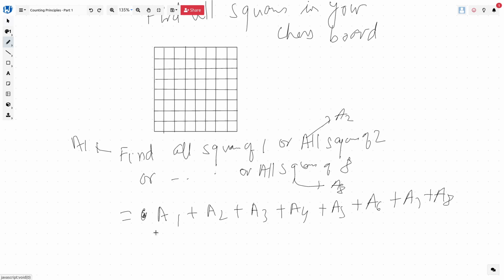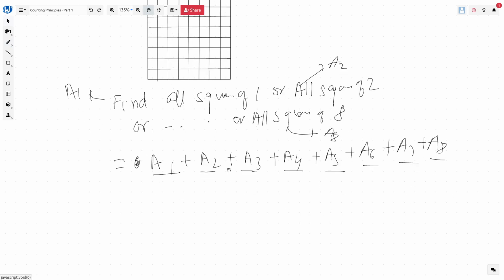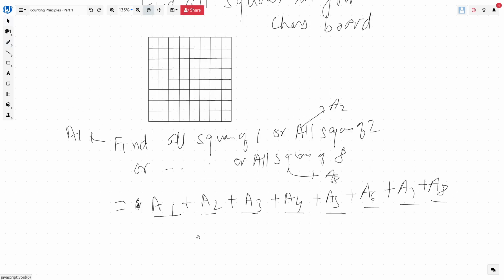Here these are all squares of side 1, all squares of side 2, all squares of side 3, all squares of side 4, all squares of side 5, all squares of side 6, all squares of side 7, and all squares of side 8. While telling you the addition principle, I forgot to mention one thing: the addition principle always applies when these are disjoint sets. So if all squares of 1 are disjoint from all squares of 2, and all squares of 2 are disjoint from all squares of 3, we can write this, right?